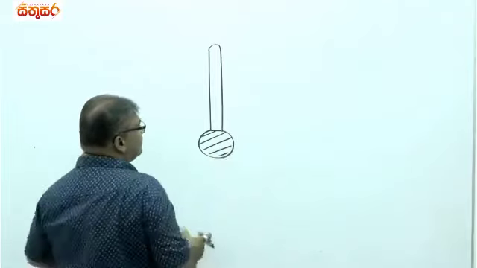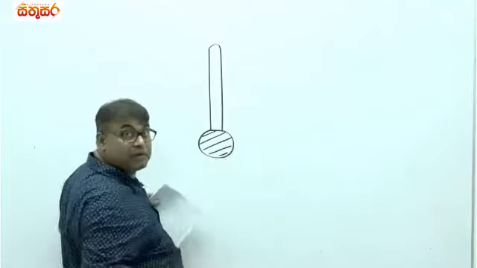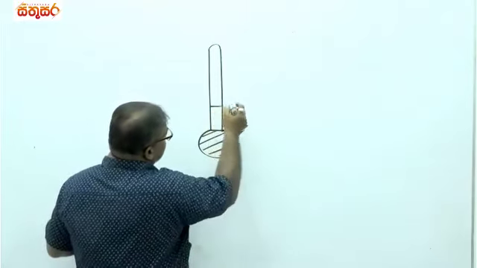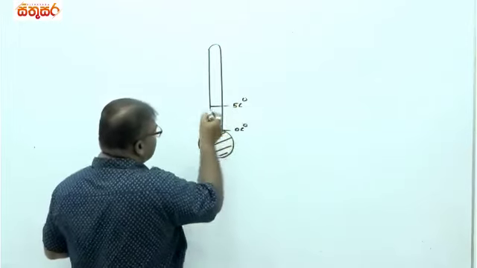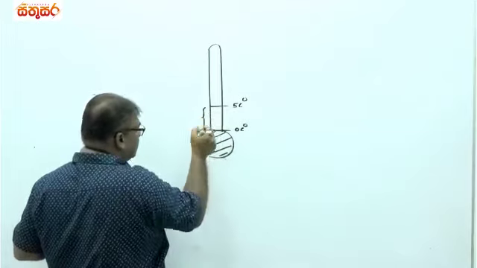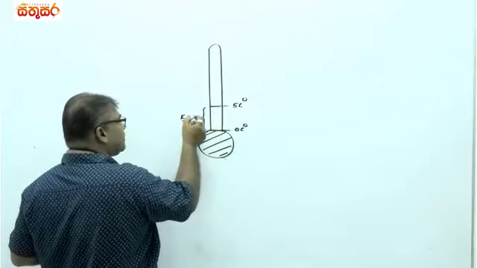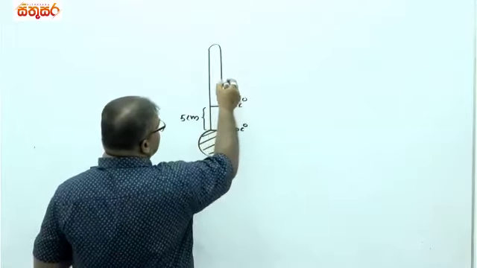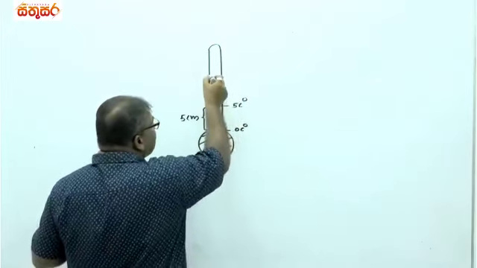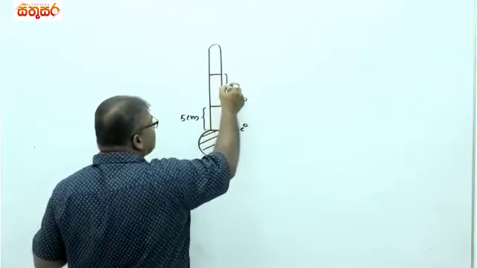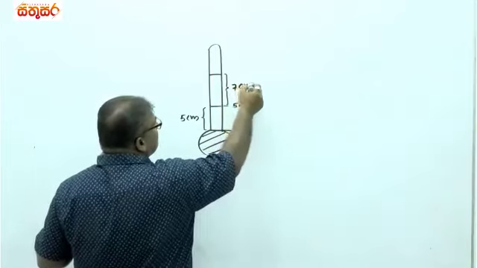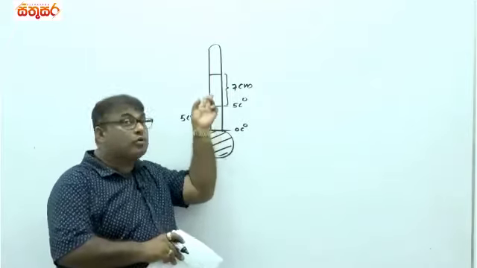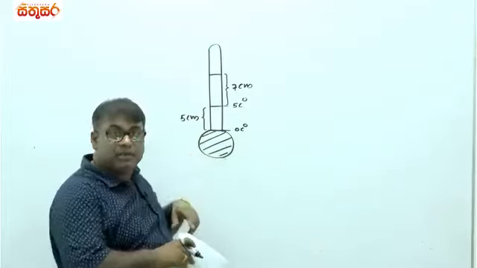Then, when the temperature is increased by 5 degrees Celsius from 0, assume the change of volume of the mercury column takes place to a height of 5 centimeters. For another 5 degrees Celsius, if it expands by 7 centimeters, that is called non-uniform variation or non-uniform expansion of the mercury column.